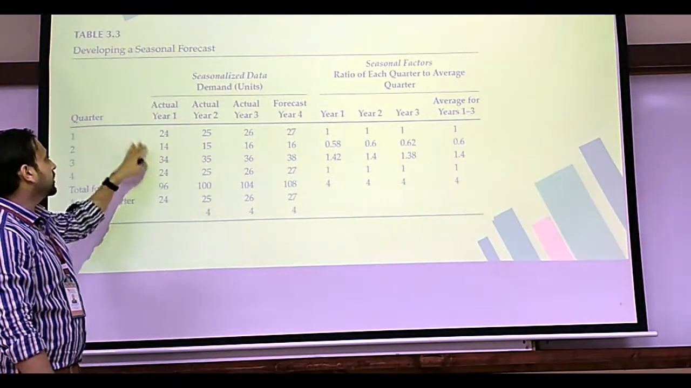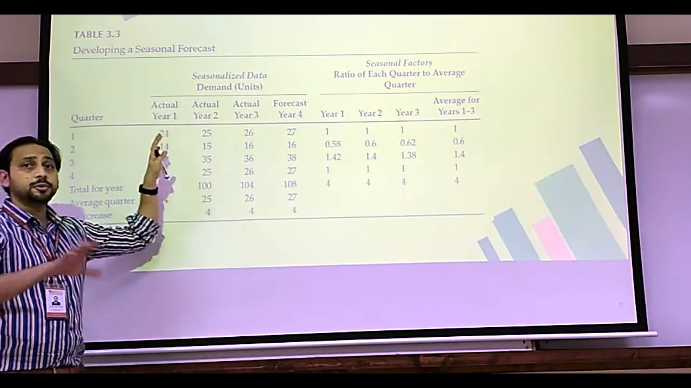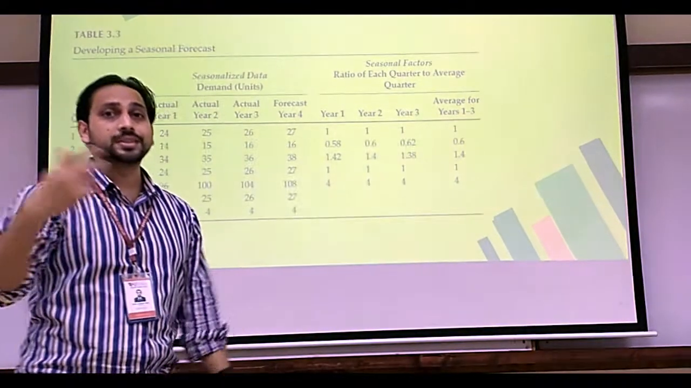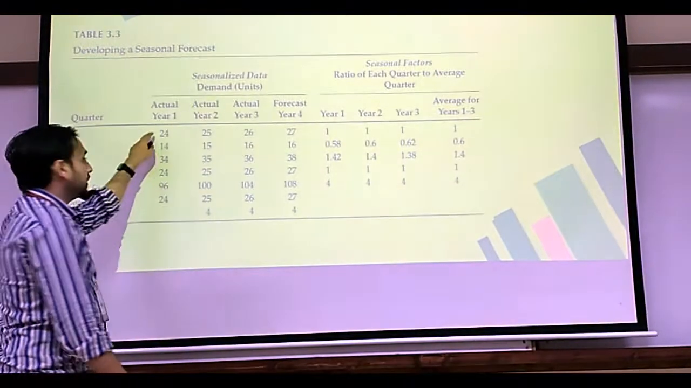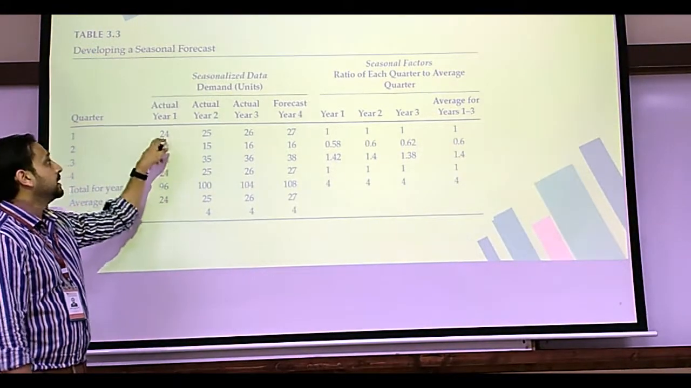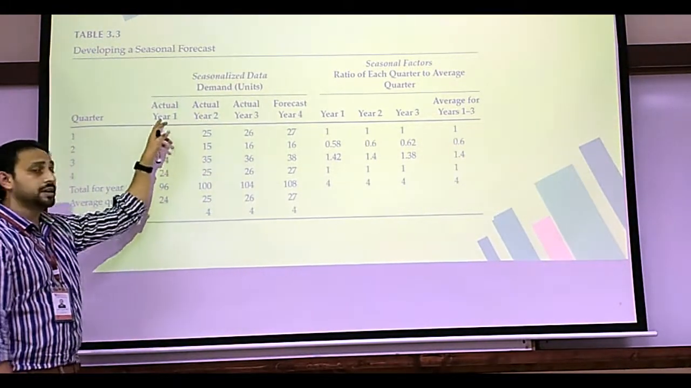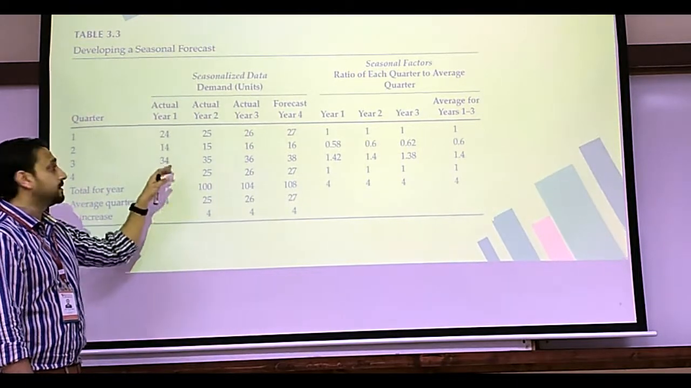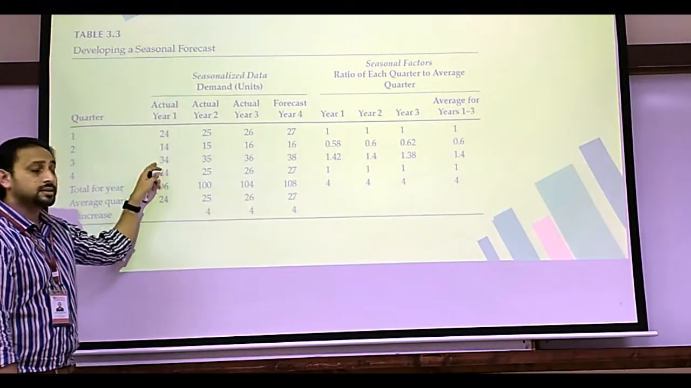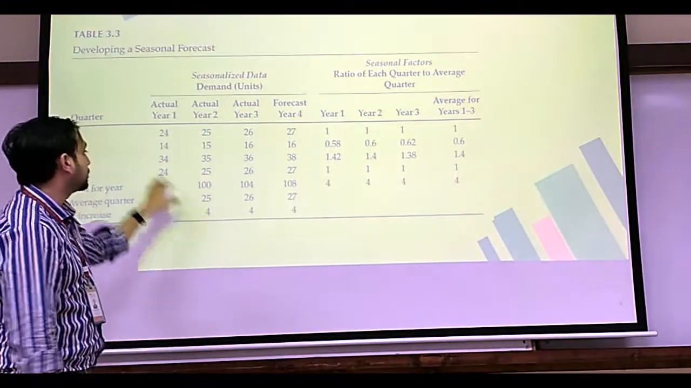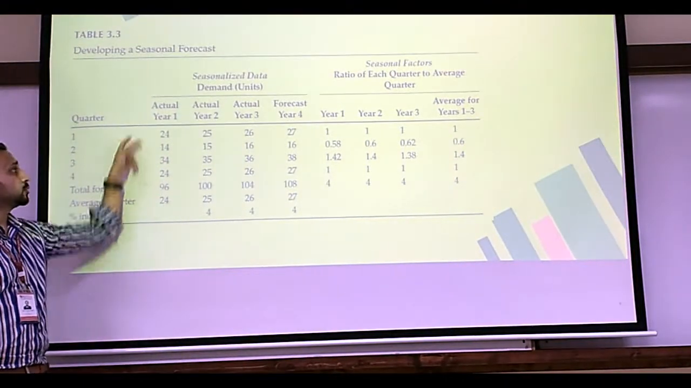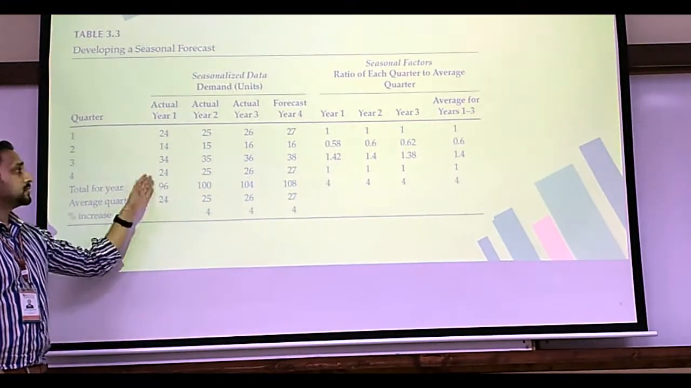Actual year 1, if you look at this data, the first quarter, and we are going to break down into the 4 quarters, which means 3 months. So in the first 3 months, the total actual demand in year 1 was 24. Then it decreased to 14. Then it decreased drastically to 34, and then it came back to where it started from, 24. So there is a pattern to it.